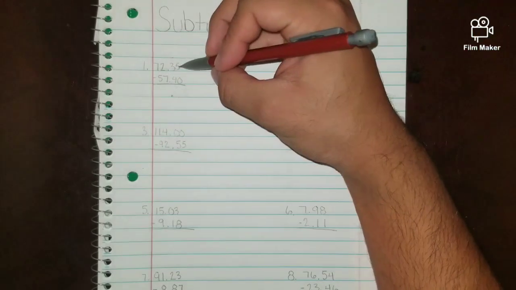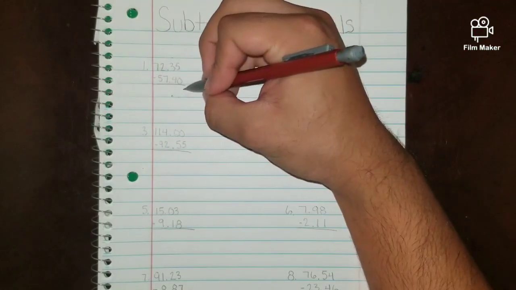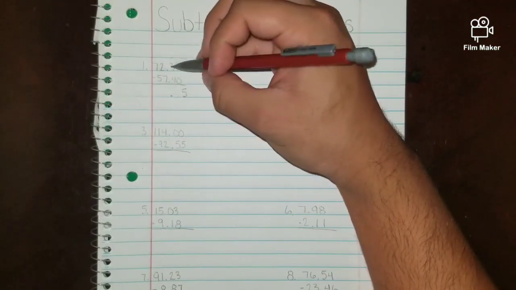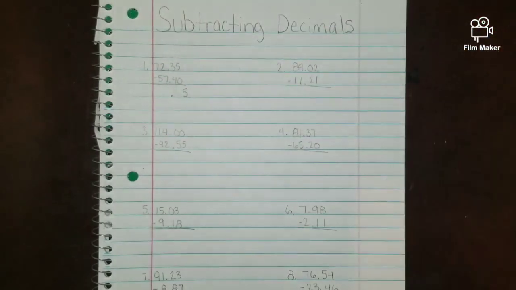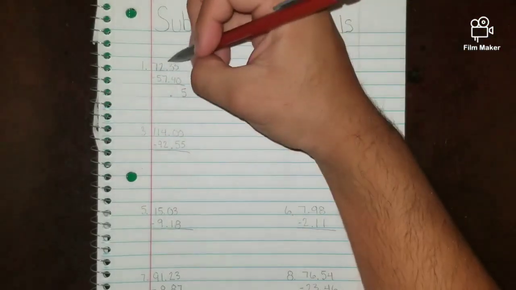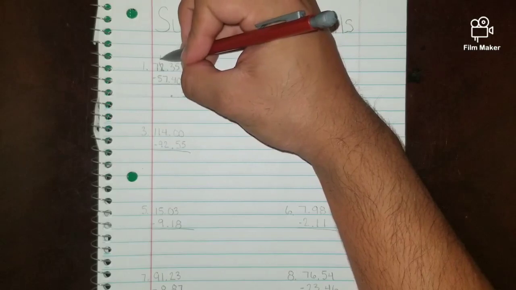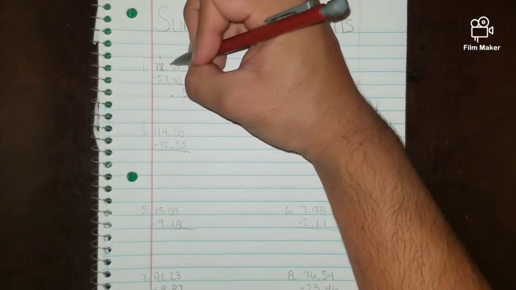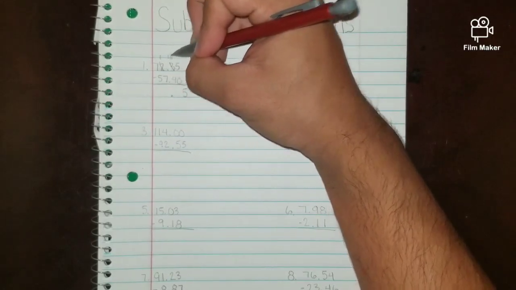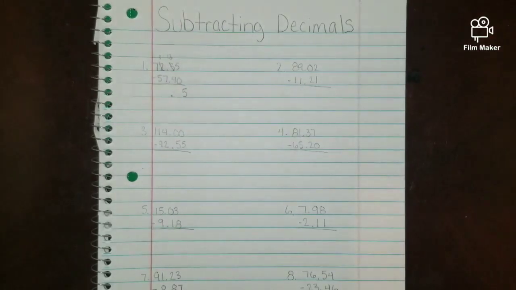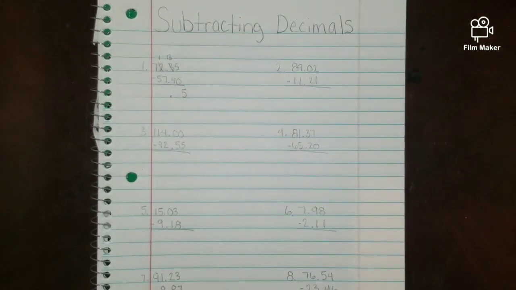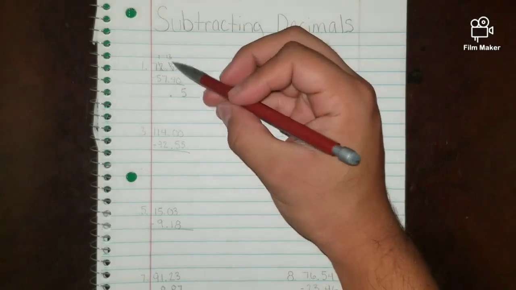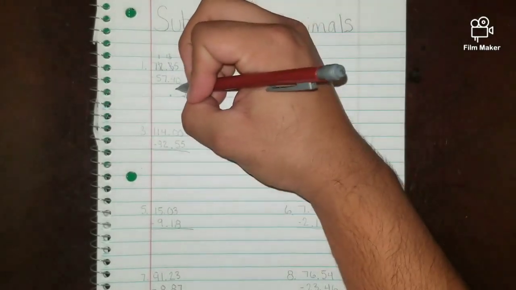So we start with 5 minus 0, which gives us 5. 3 minus 4. But since you cannot take away 4 from 3, we need to borrow from the 2, and that makes the 2 a 1, and the 3 now a 13. And now we can subtract. 13 minus 4 would give us 9.